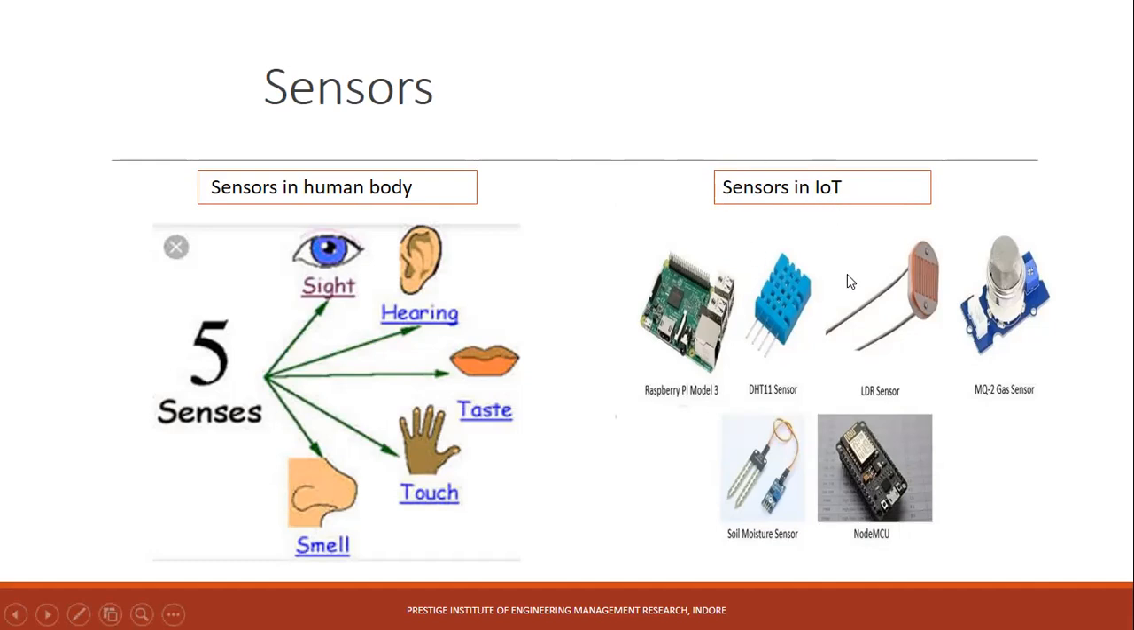IoT sensors work. Here you can see different types of sensors. This RPI is a platform. DHT11 is a sensor, LDR is a sensor, MQ2 is also a sensor. This is a gas sensor. This is a soil moisture sensor. This is again a NodeMCU. NodeMCU and RPI are the platforms which collect the data. Here DHT11 measures temperature, the LDR sensor is for light, MQ2 is a gas sensor. This soil moisture sensor senses humidity.